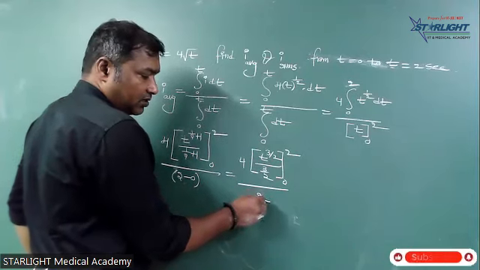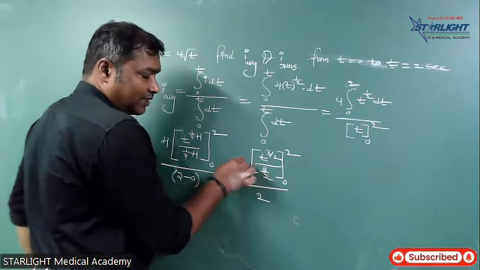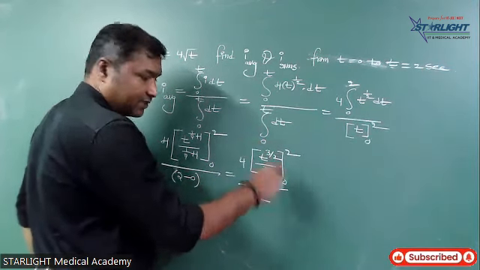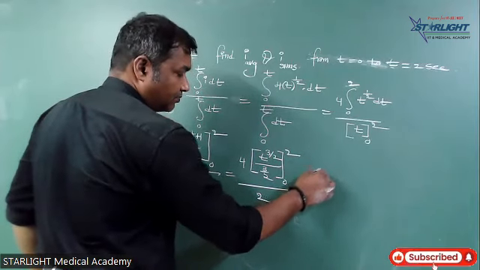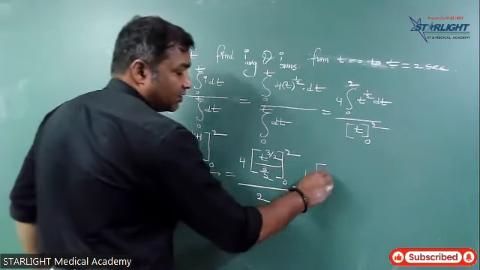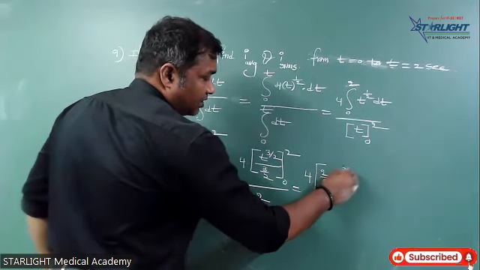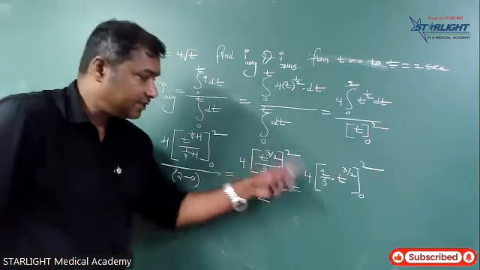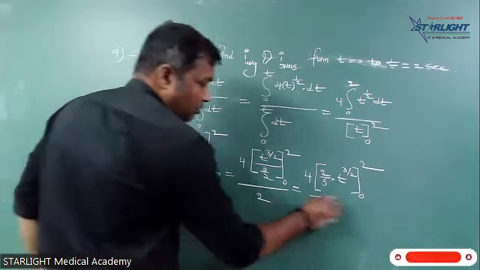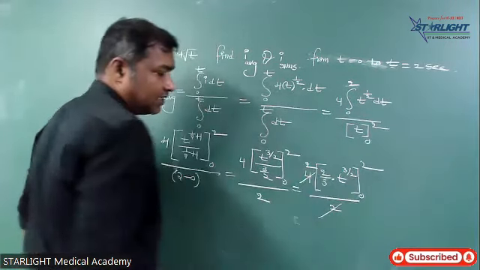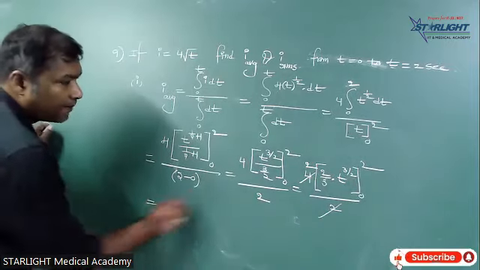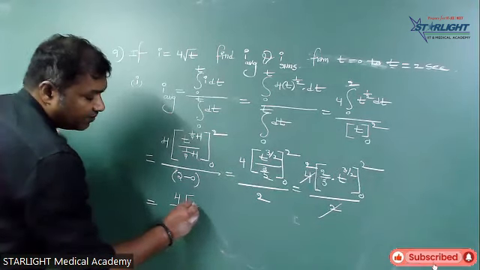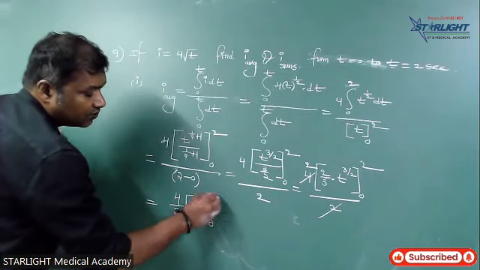Okay, here look: the 2 ones, 2 twos. The 2 goes up, so let us reverse it. First 4, then 2 by 3 t power 3 by 2, whole 0 to 2. 3 by 2 becomes 2 by 3, upon 2. The 2 ones and 2 twos cancel. Finally 2 into 2 is 4, so 4 upon 3 integral t power 3 by 2, 0 to 2.